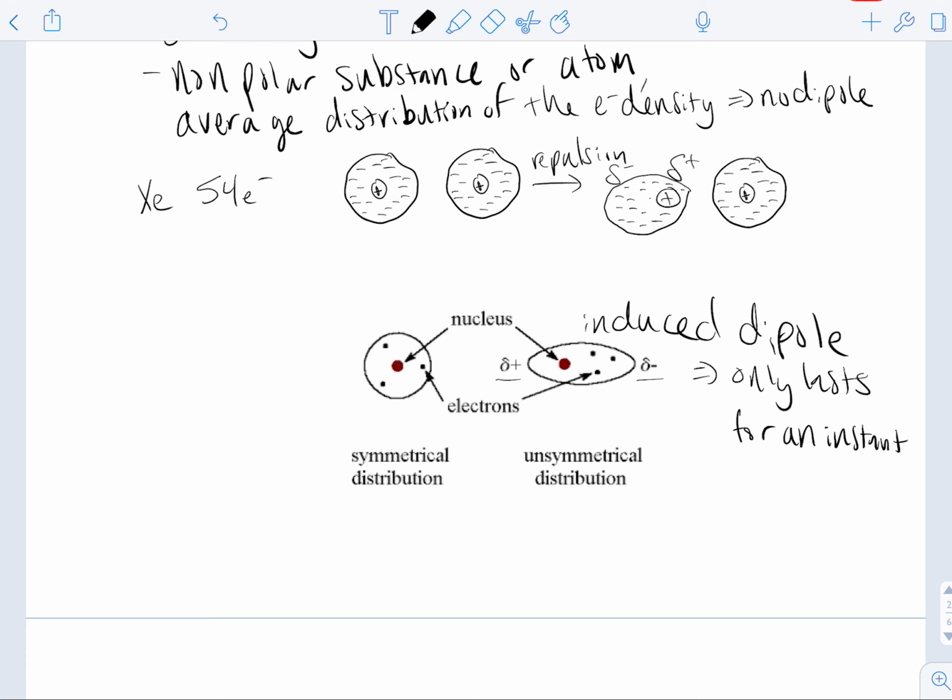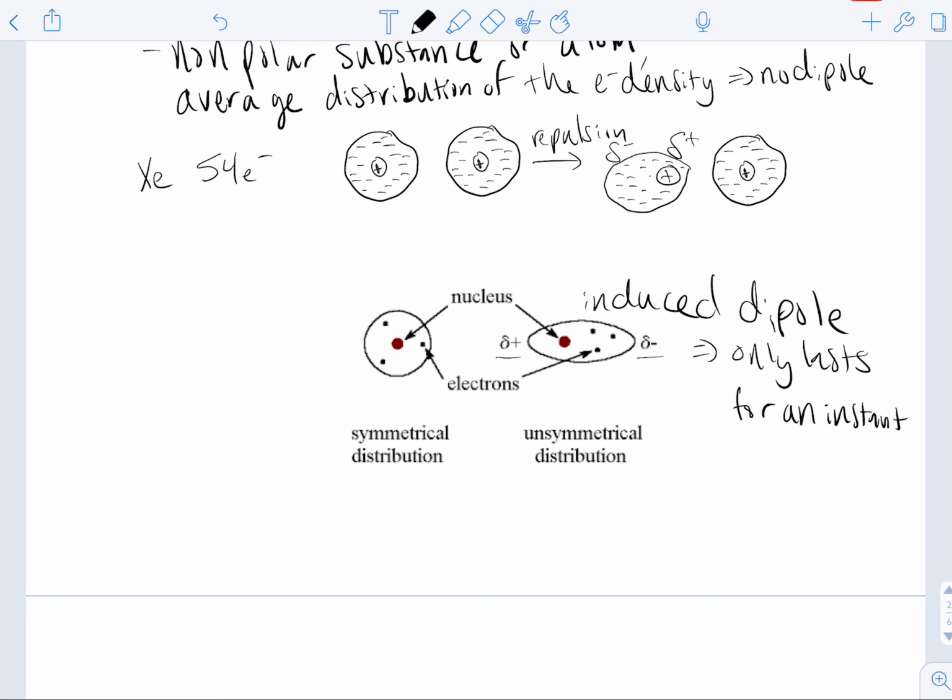We would call this shift in electron density, or ability to shift or distort the electron density, polarizability. So a molecule's or atom's polarizability is its ability to distort its electron cloud or distort its charge distribution.